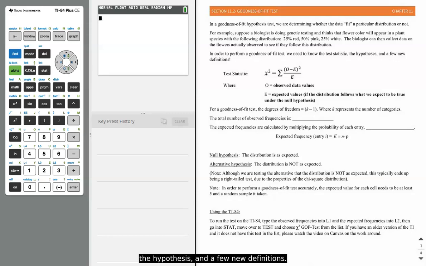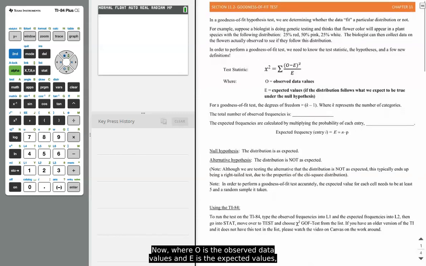a few new definitions. So we have our test statistic, which we saw in the last section, our chi-squared, which is the sum of observed minus expected, squared, all over expected. Now, O is the observed data values and E is the expected values, if the distribution follows what we expect to be true under the null hypothesis.